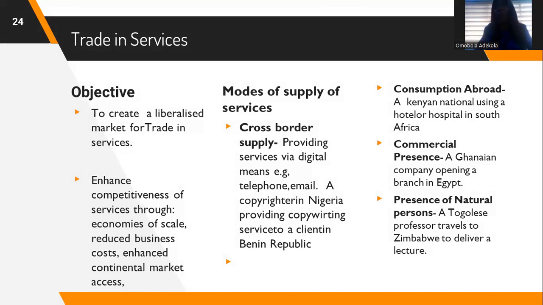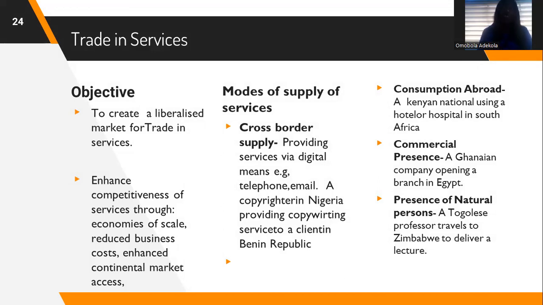So if you're dealing in trading goods, before we move on to services, just to recap, the very important area you should look out for is rules of origin, to ensure that your goods qualify for preferential treatment under the AfCFTA. And I've mentioned the qualification requirements: wholly obtained products or sufficient transformation work. So those are the areas that you're looking at.